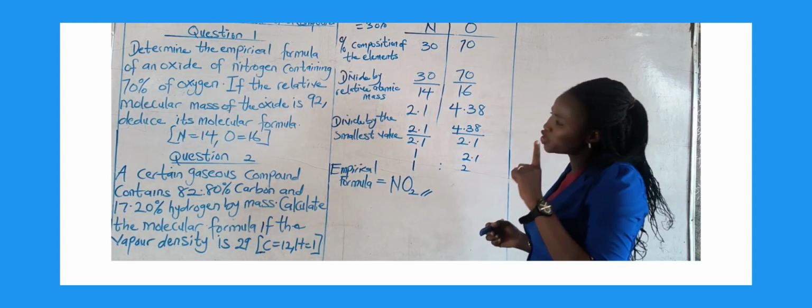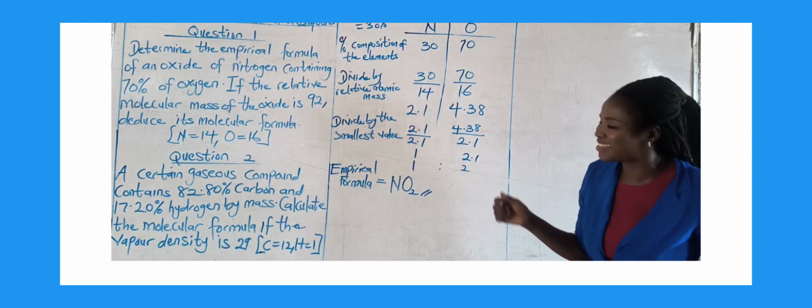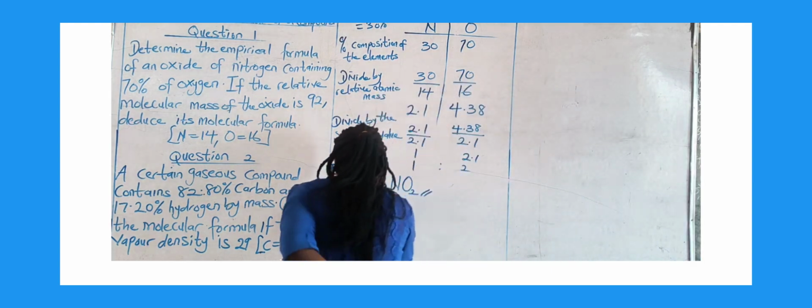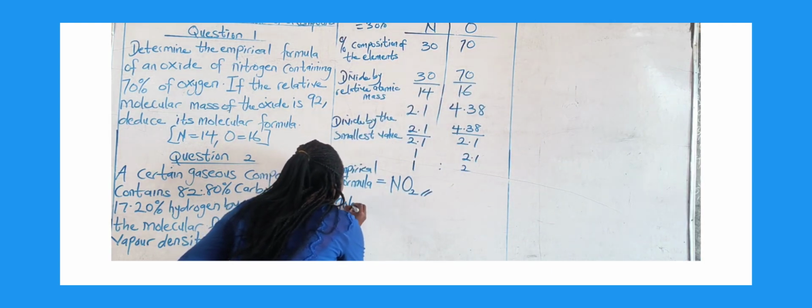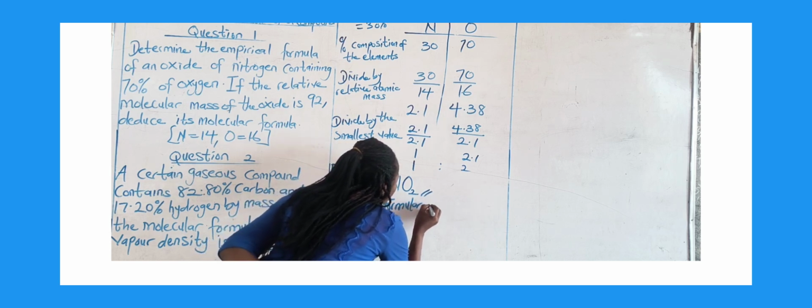But we are not done. The question doesn't stop there. They said if the relative molecular mass of the oxide is 92, deduce its molecular formula. Now you must get our empirical formula, right? Yes. So let's get the molecular formula. So the molecular formula will be equal to what?